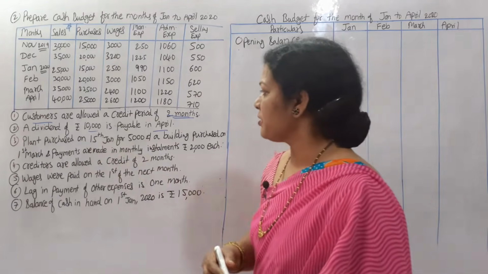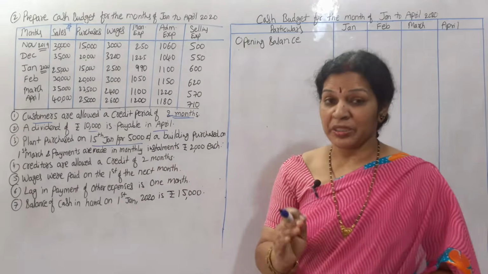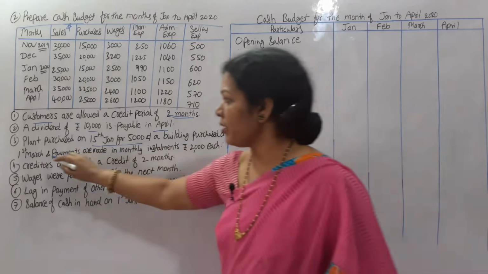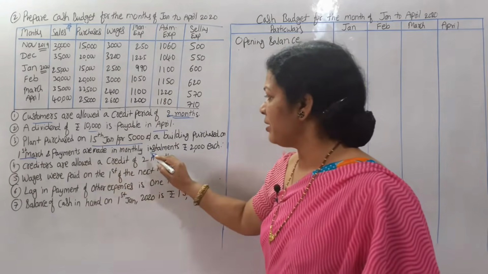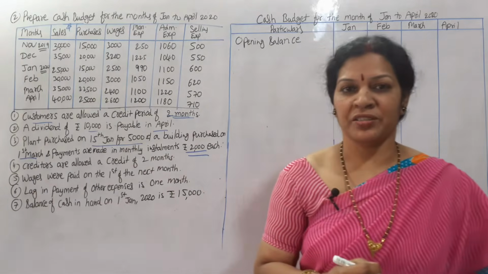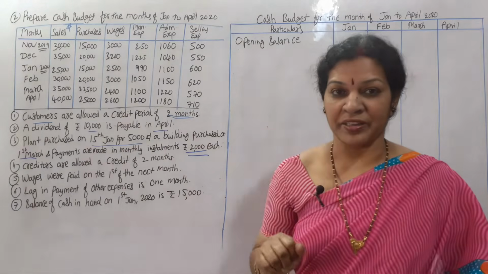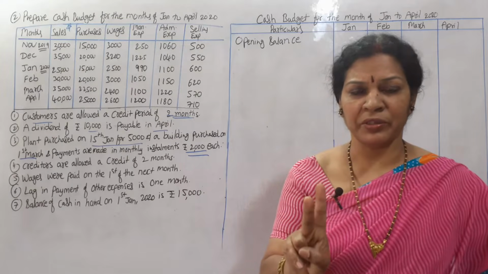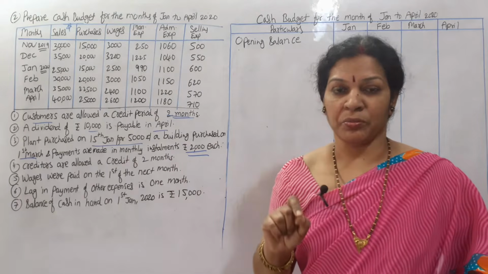Next, plant purchased on 1st January for 5,000. In the month of January, we'll make the payment of 5,000. And a building purchased on March 1st. Payments are made in monthly installments of 2,000 each. March onwards, every month we have to pay 2,000 for purchasing the building on installment basis. Getting it? January, February don't touch. Only March and April we are going to make 2,000 rupees installments.